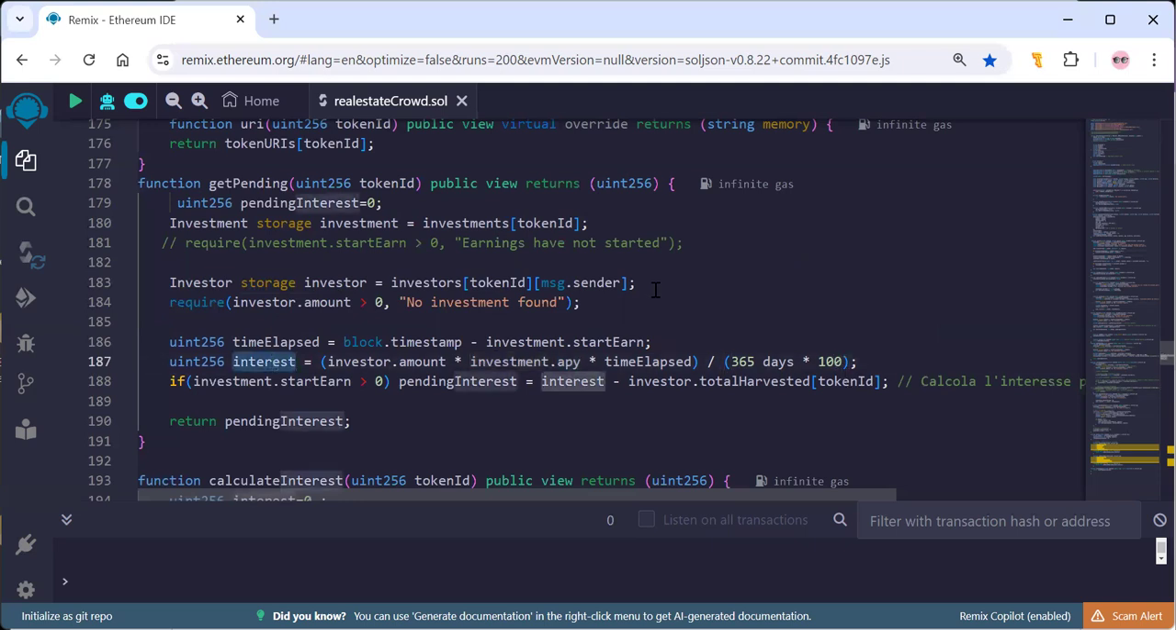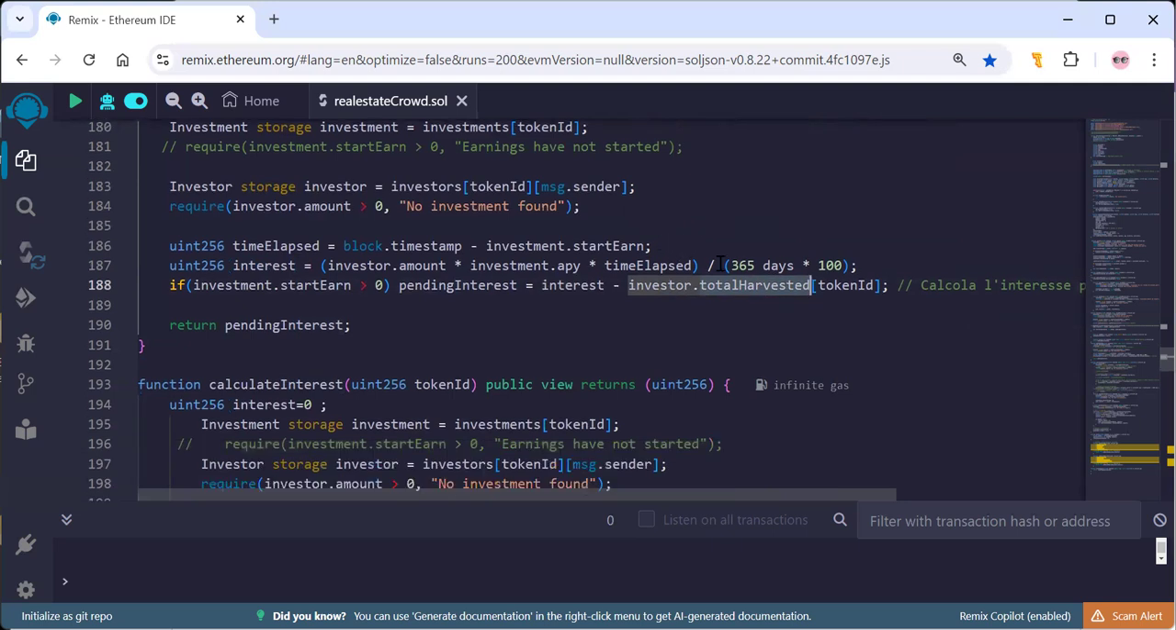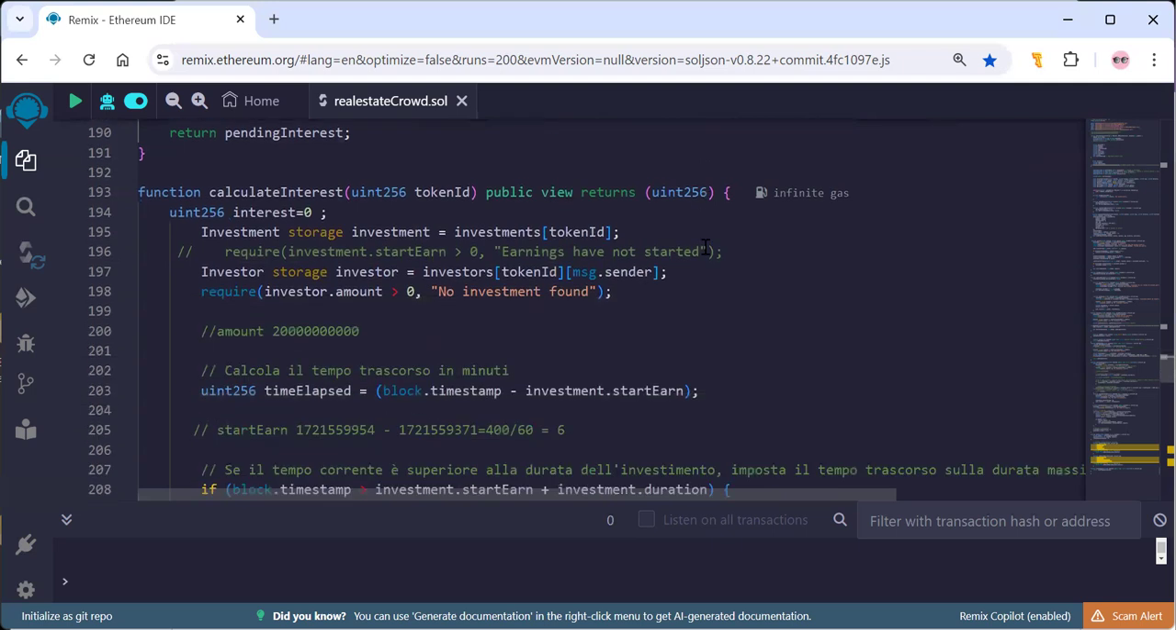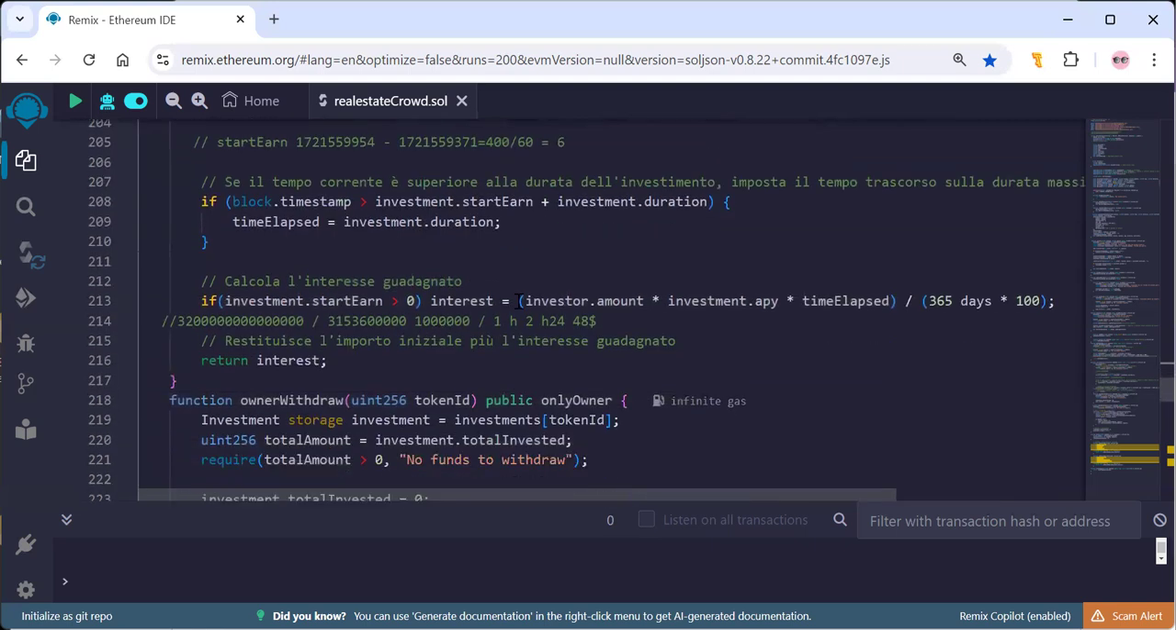And then you have the possibility to withdraw the partial interest that is calculated on the total harvested. So you can withdraw only part of the interest during the year. Then we have the calculation of the interest that is the same function that is here.